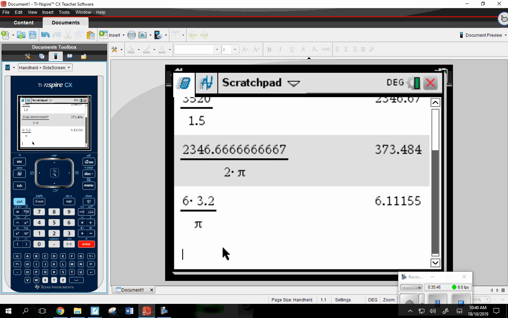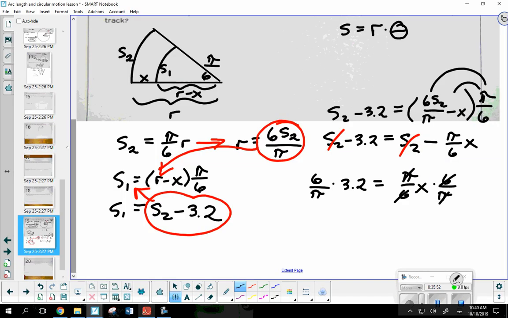So that's actually a pretty wide track. 6.11 inches.